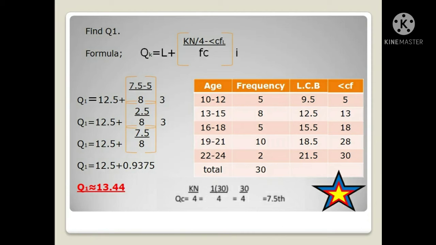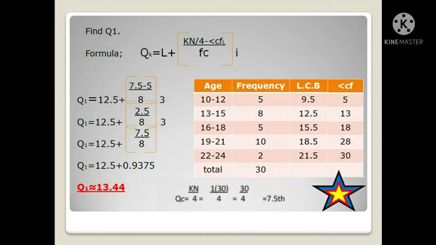To find the L, we need to find the QC, which is the quartile class, equal to kn over 4. k is equivalent to 1, n is equal to 30, divided by 4. So 30 divided by 4 is equal to 7.5. The 7.5 is in between the 5 and the 13.